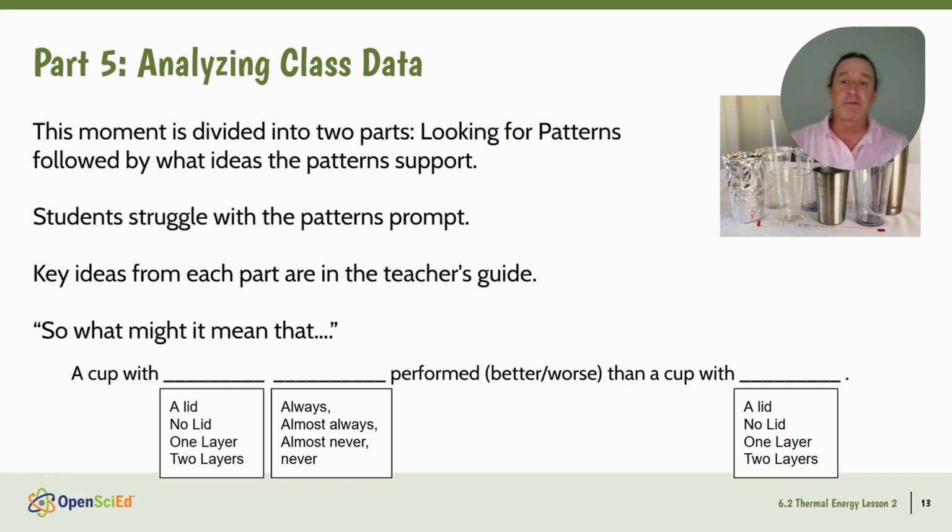And there is a part after this where they then take and say, well, what does that mean? So all the cups with lids were better than the cups without lids. What does that mean? Or all the cups with 2 walls were better than the cups with 1. So what does that mean? And that's that second part of the data analysis, which then leads them to put these cups in order. They rank them, they make a lineup, and they decide which one's best and which one's worst, and where all the ones in between go.